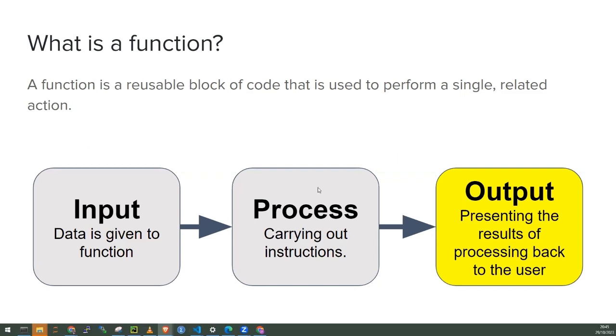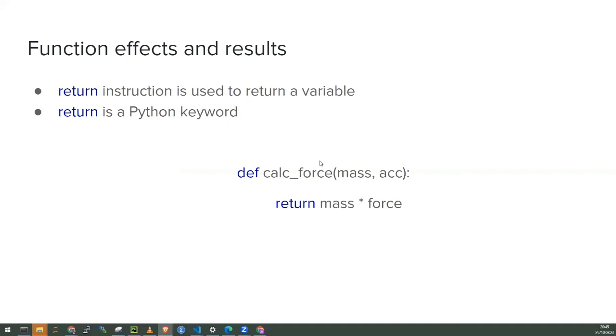So remember, we've seen this flow chart before, an explanation of what a function is. You have an input, you pass it into your function, the function manipulates it and then returns it to the user, right? So function effects and results, right? Remember, the keyword to return the result of an operation in a function in Python is the return keyword, right?